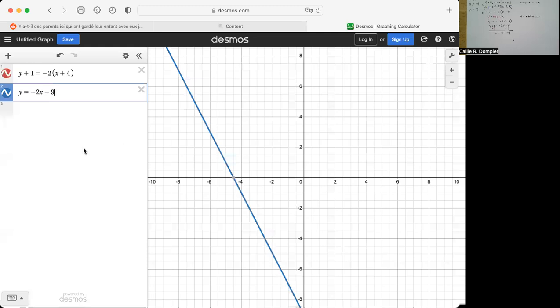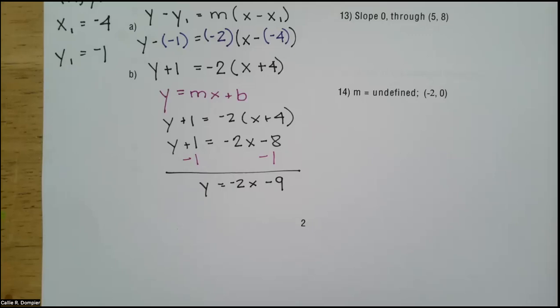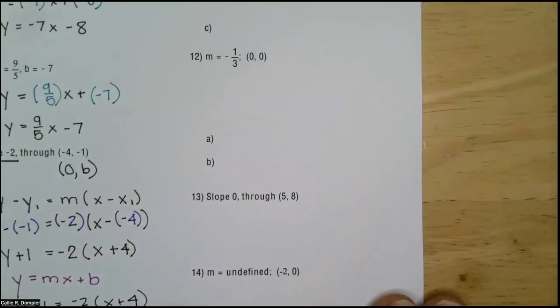All right, if I go to my Desmos app and I type in the point slope form, I get that red line. Y plus 1 equals negative 2 times the quantity x plus 4. And then I also include the y equals negative 2x minus 9, or the slope intercept form. Those lines cover each other. That's how you know it's the same line. Okay, so just a way to check your work.